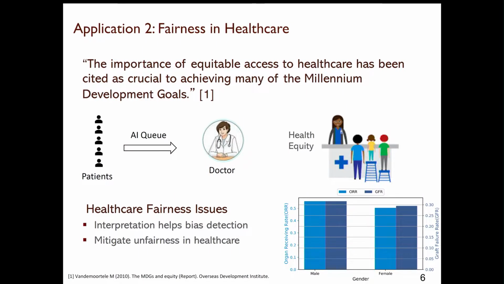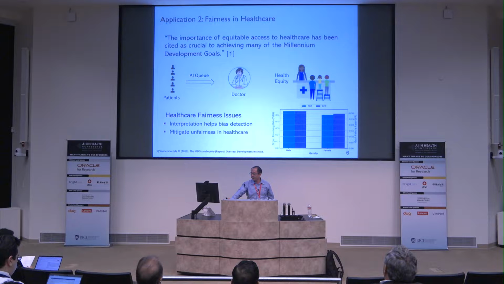The second application related to interpretable machine learning is fairness in healthcare. As we know, equitable access to healthcare has been crucial in many healthcare applications. In one of our recent projects related to liver transplant, we observe a lot of unfairness, a lot of bias, mainly originating from the data collection. Unfortunately, we observe that males have better access than females to liver transplant in our existing data.